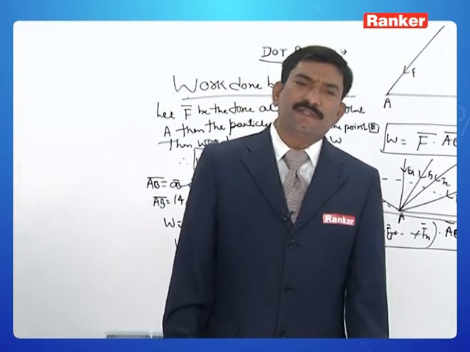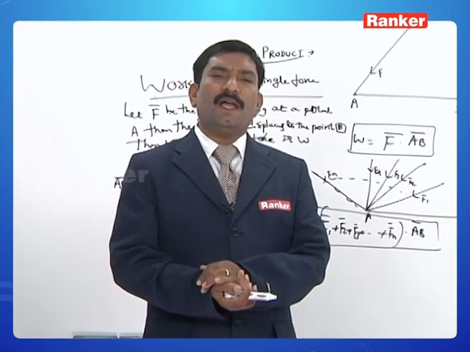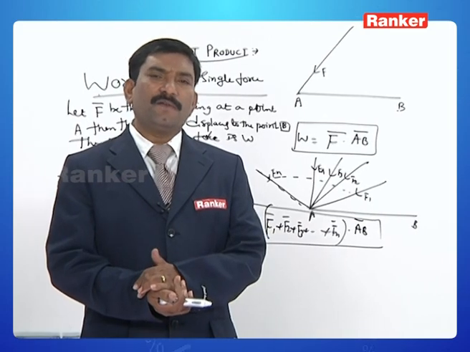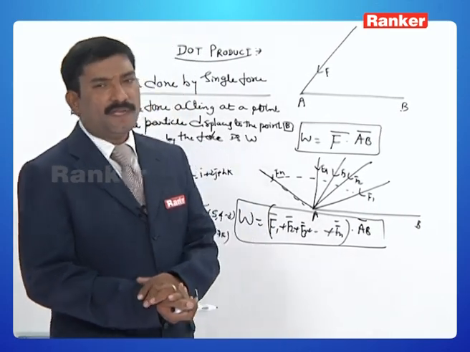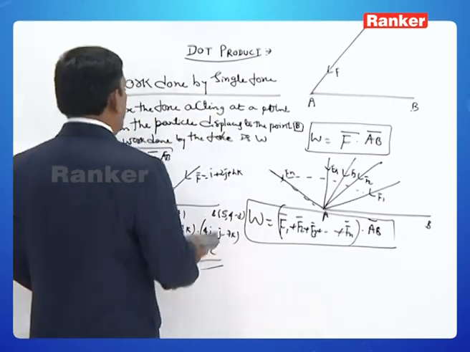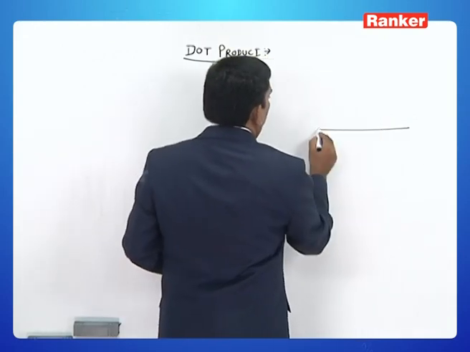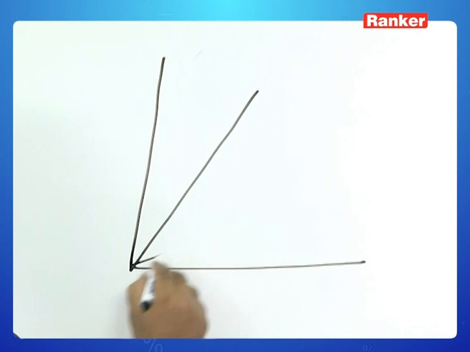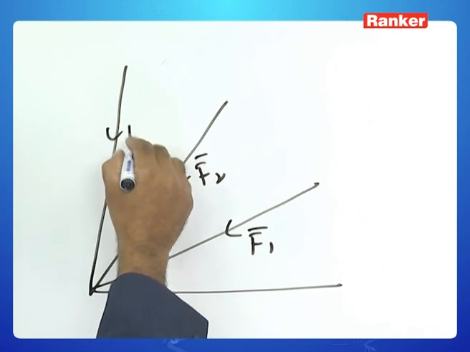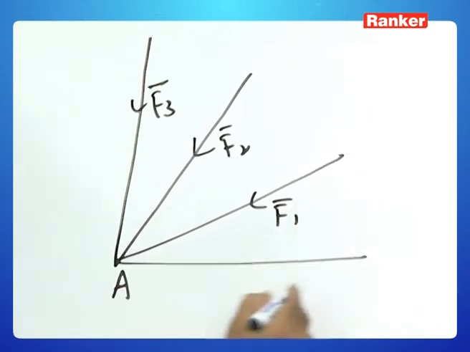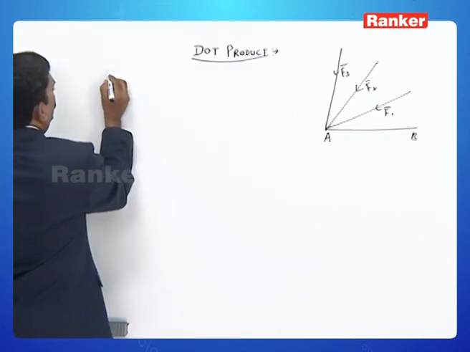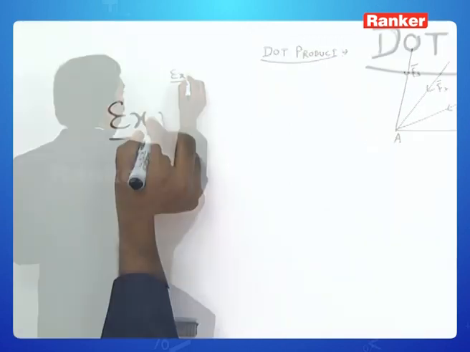So therefore, this is the work done by a single force acting at a point P when the particle displaces from the point A to the point B. Once again, recall the concepts of this for one or more forces. Let us see. If I go for three forces, this is F1 bar, this is F2 bar, this is F3 bar, acting at a point A and B.